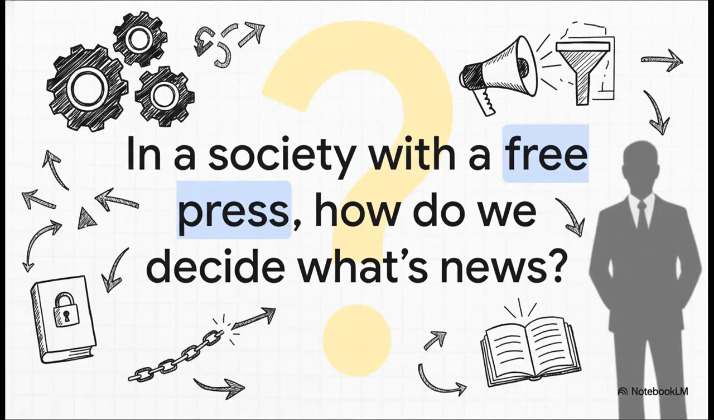So, the book starts with this really fascinating puzzle. Think about it. In a society where the press is technically free, no official government censors telling journalists what they can and can't say, how does the news that gets to us still so often seem to line up with the interests of the powerful? It's a huge question, and it's the one we're going to explore.